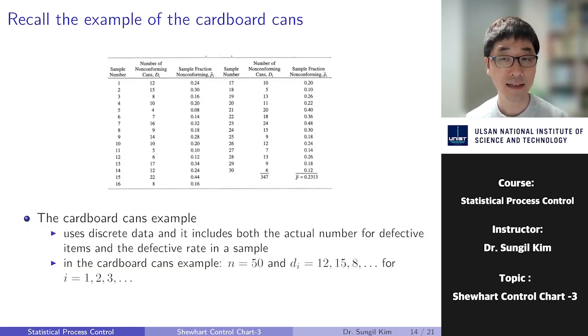The cardboard cans data is an example of discrete data. From the number of conforming cans in a sample whose size is 50, we can calculate the defective rate in a sample. So in this case, we can say that the number of defective items in a sample follows a binomial distribution where n equals 50 and p is the defective rate.